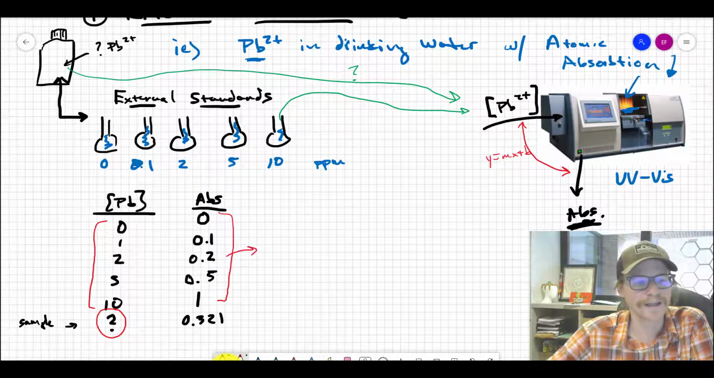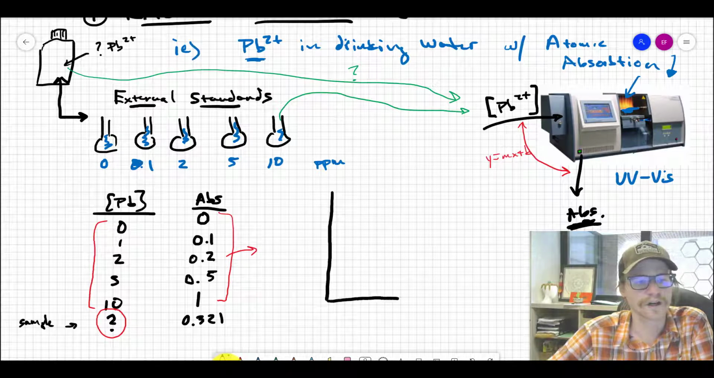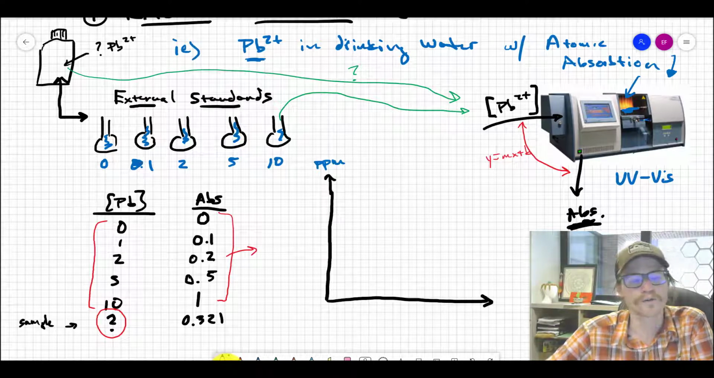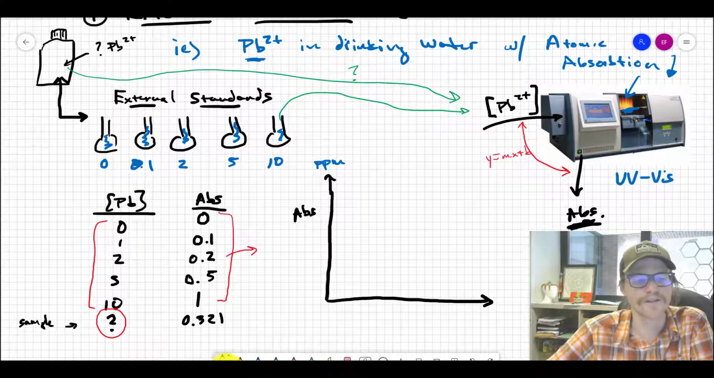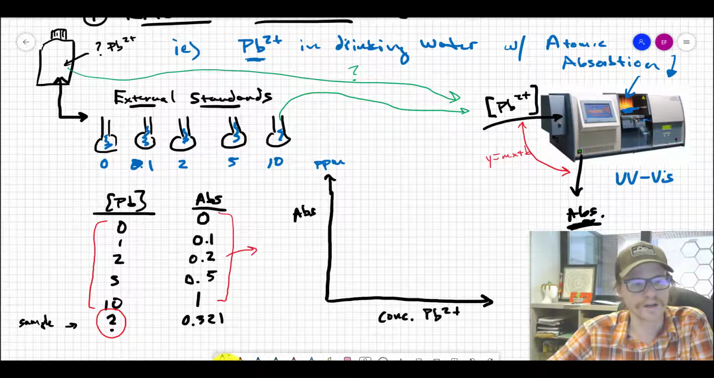The easiest way to do that is to generate your calibration curve or your response curve. This you've hopefully all done before, where you have your response on your y-axis, which in this case is absorbance. You have your input, which in this case is concentration of lead 2+. We would have values of 0, 1, 2, 5, and then we'll say 10 is way out here.